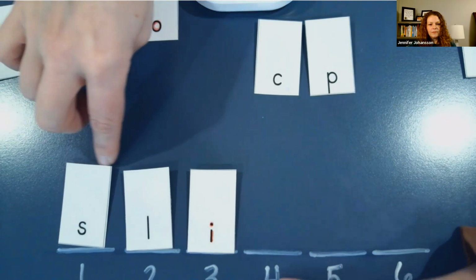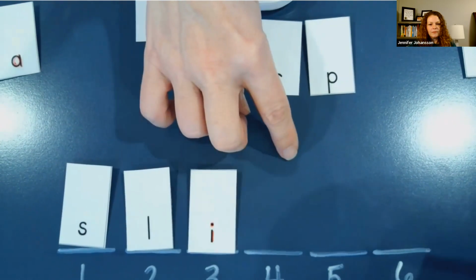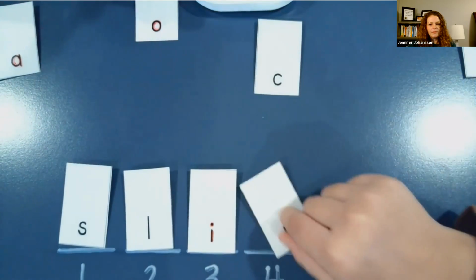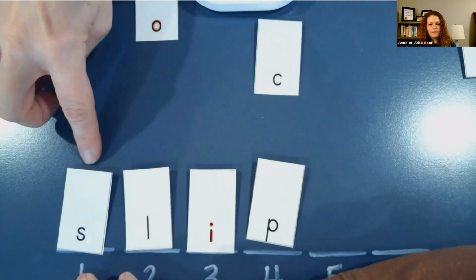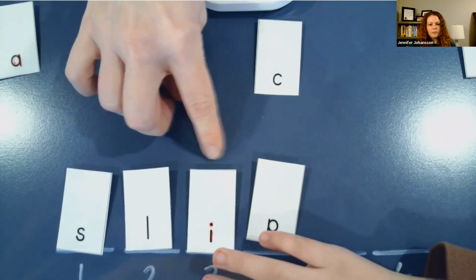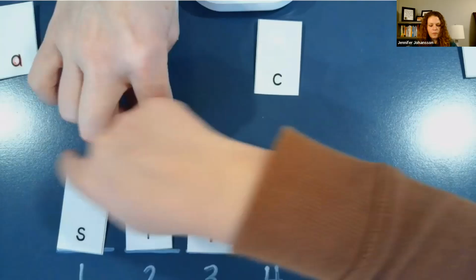So far we have slip. We need slip. Good. Now I want you to touch the numbers at the bottom. Say each sound. And blend it. Slip. Beautiful.